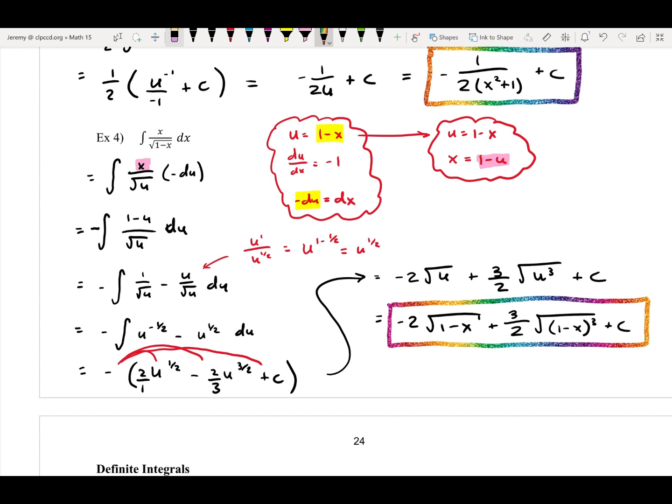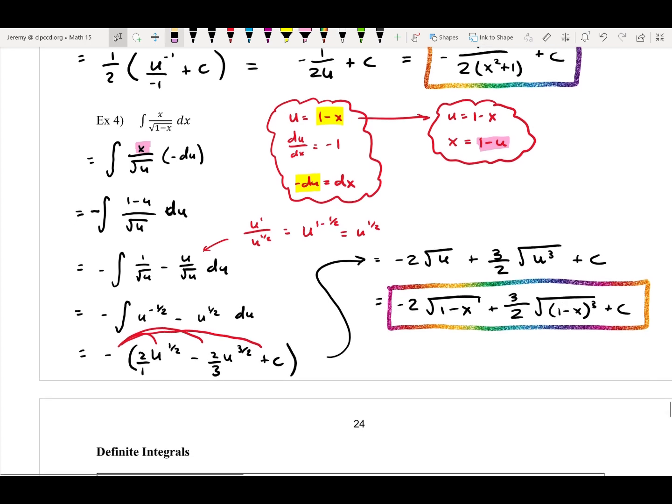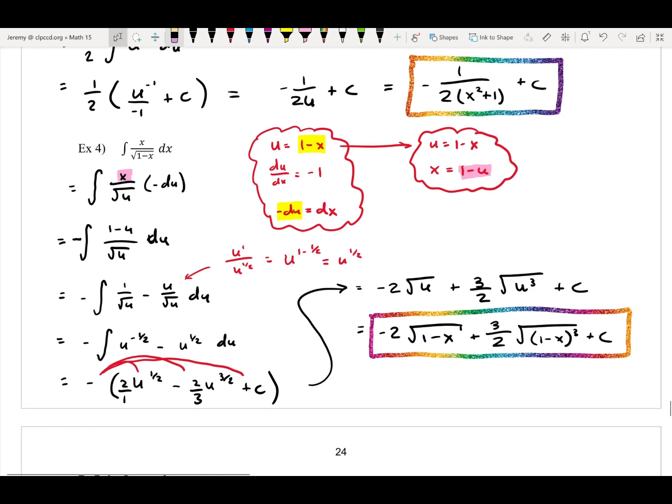That's a pretty intense answer, right? If I showed you this at the very beginning of this chapter when we were just learning how to do antiderivatives, you'd think it'd be impossible to come up with an answer like that. But it's really pretty straightforward once you get the practice and just get used to the little tricks using u substitutions to evaluate these tricky integrals.